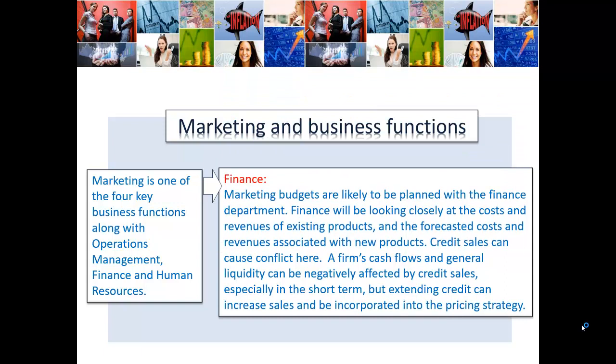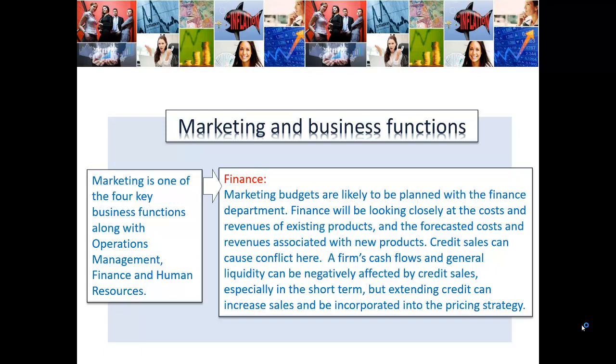Finance, marketing budgets are going to be planned with the finance department. Finance will be looking closely at the costs and revenues of existing products and the forecasted costs and revenues associated with any new products that are being developed and possibly launched.